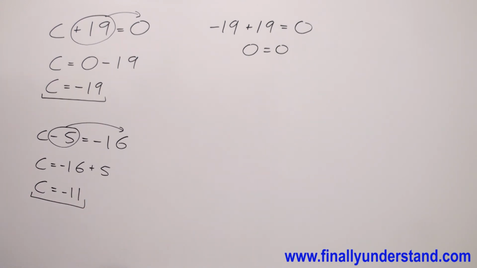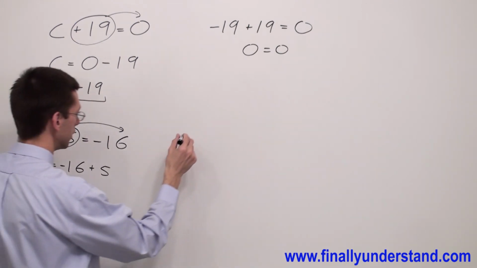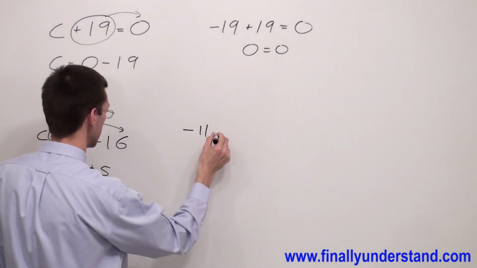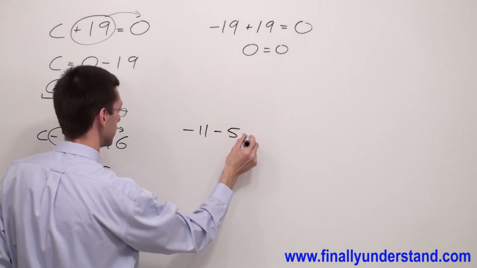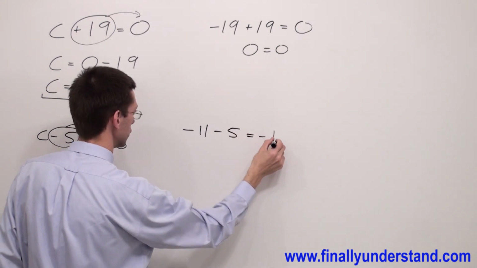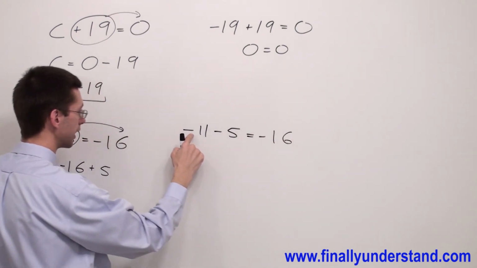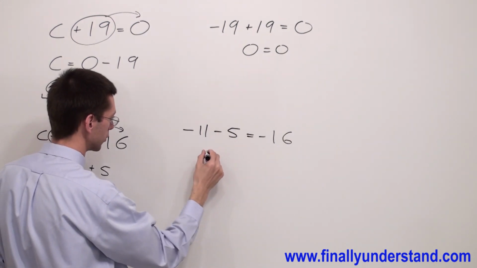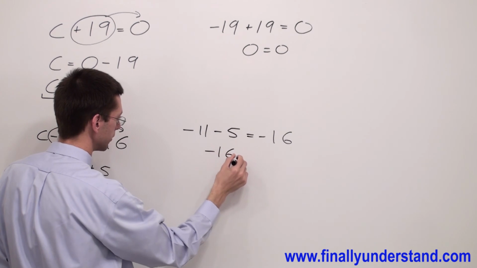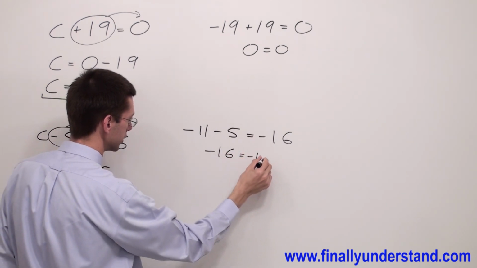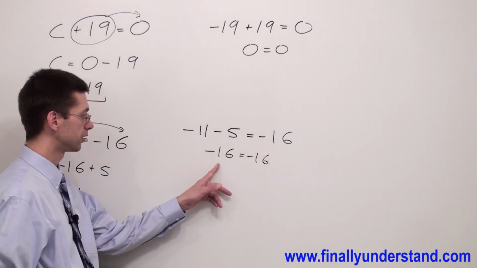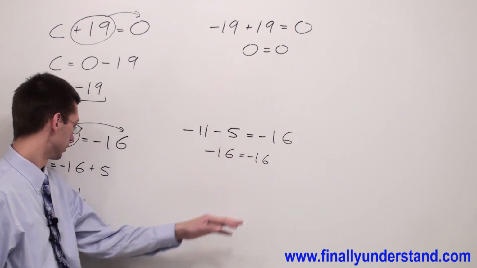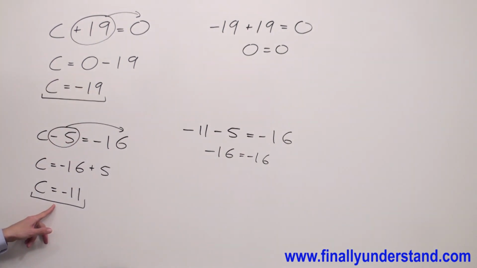And let's verify this answer. We have to replace this c by negative 11. Negative 11 minus 5 has to be equal to negative 16. Negative 11 minus 5 is equal to negative 16, and I have negative 16. Left side is equal to the right side. That's why this is the correct answer for my problem.